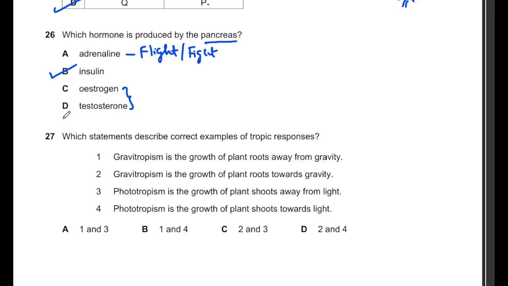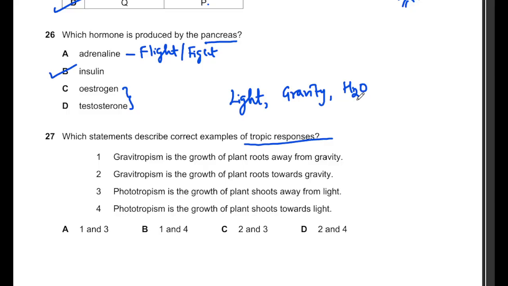Okay, moving to the 27th question. Which statement describes a correct example of a tropic response? Tropic response can be towards light. Basically it means movement of a plant in response to something, like for example light, we call it phototropism, towards gravity we call it gravitropism, towards water we call it hydrotropism.